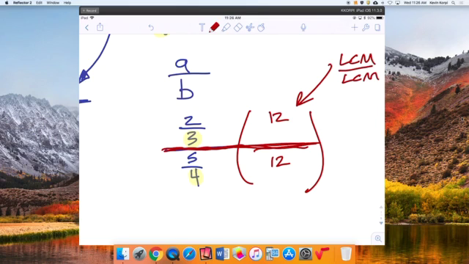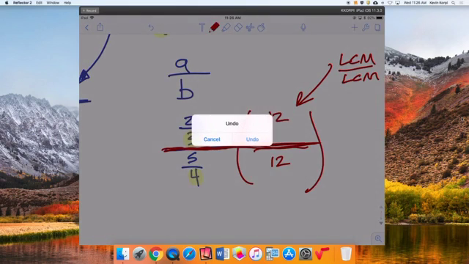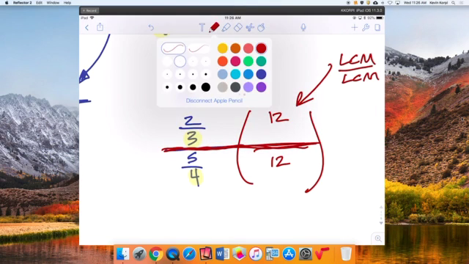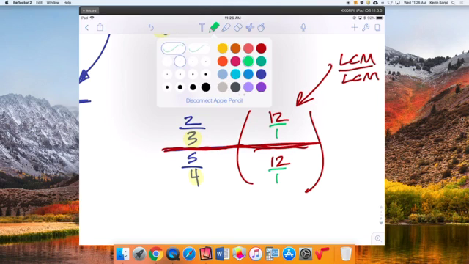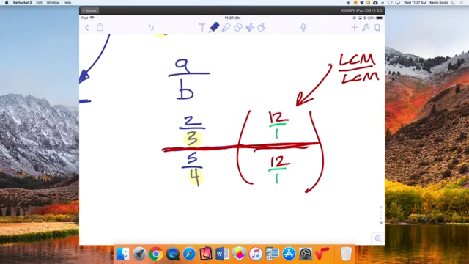LCM over LCM. Lickum over Lickum. What's 12 divided by 12? 1. So we haven't changed anything. Now notice I kind of wrote them elevated because what we're really doing is we're multiplying by 12 over 1 times 12 over 1, okay? You don't have to show that, but I did that on purpose.